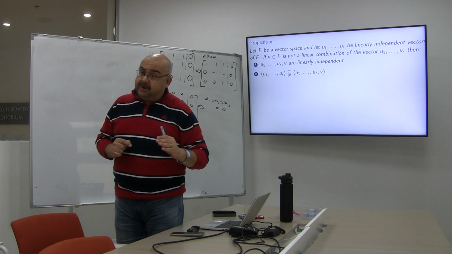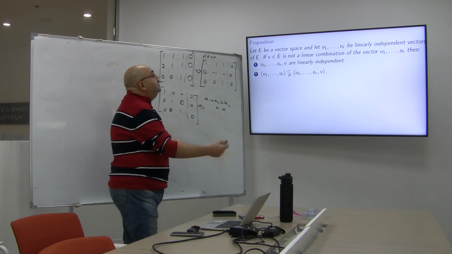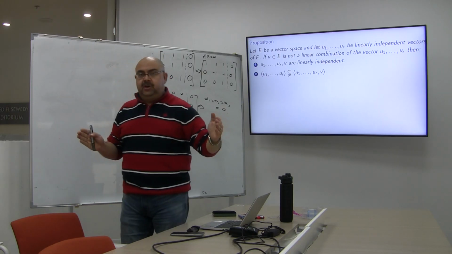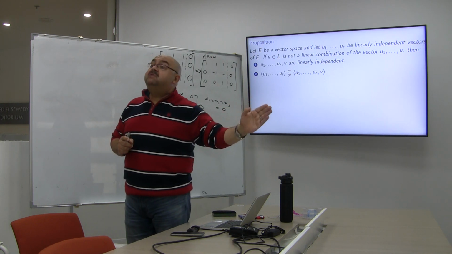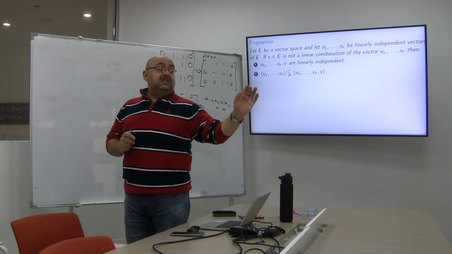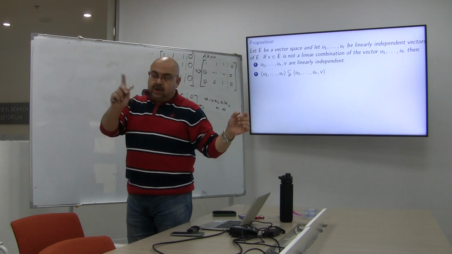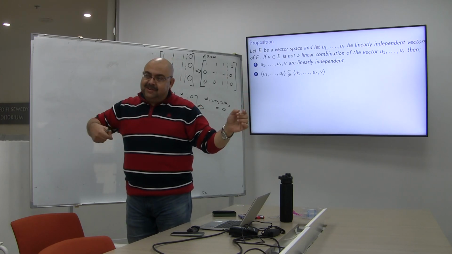What's stated in this paragraph? If I have U1 up to Ur, a set of linearly independent vectors, and I have another vector V which belongs to the same vector space, and this vector V is not a linear combination of this set.